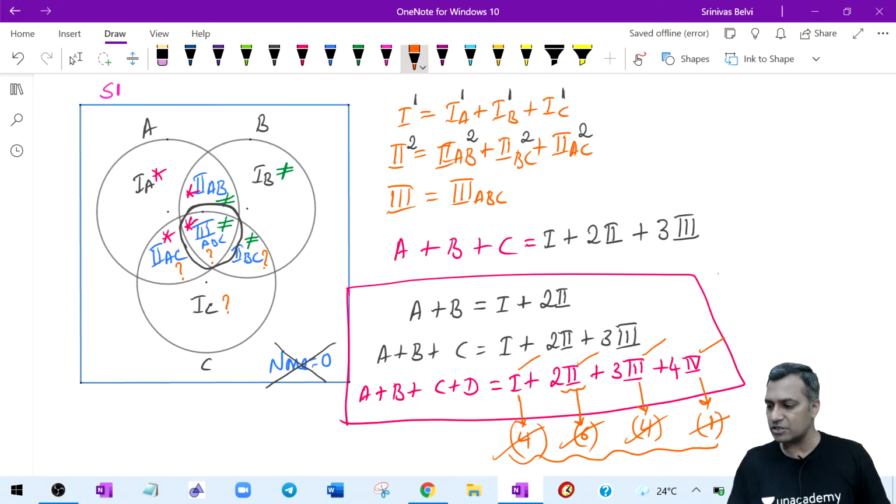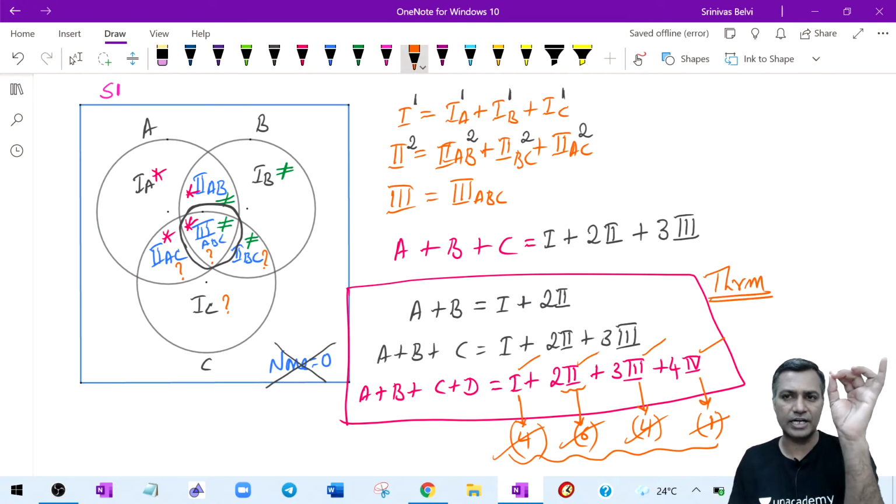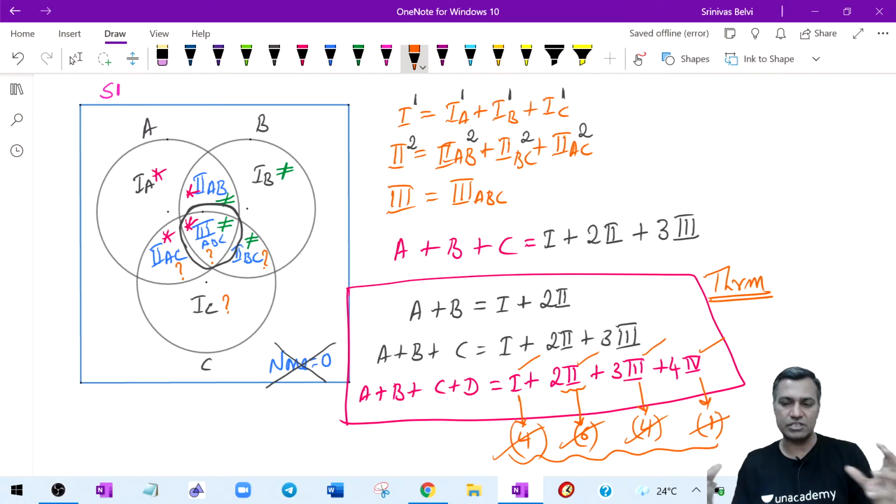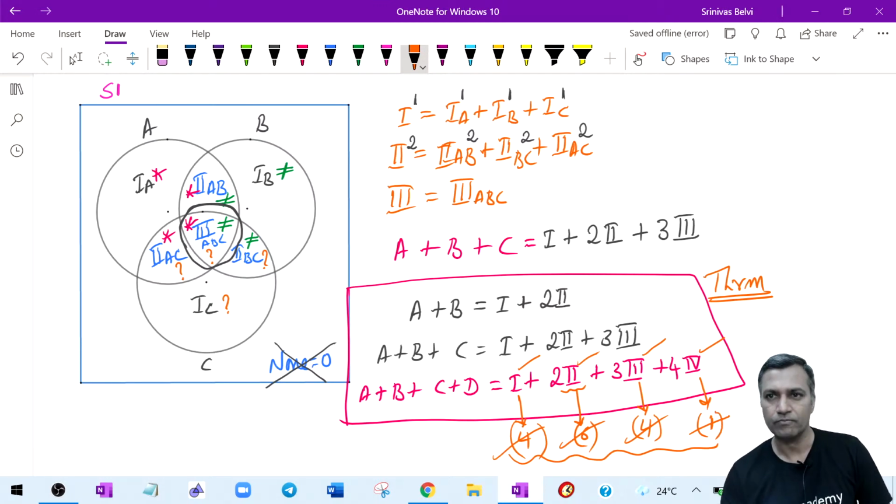Fair enough. The theorem is clear. What is the theorem trying to do? The theorem is trying to link support numbers with the inside numbers. That's all the theorem is trying to do here. Give a quick understanding. Theorem is clear, everybody?